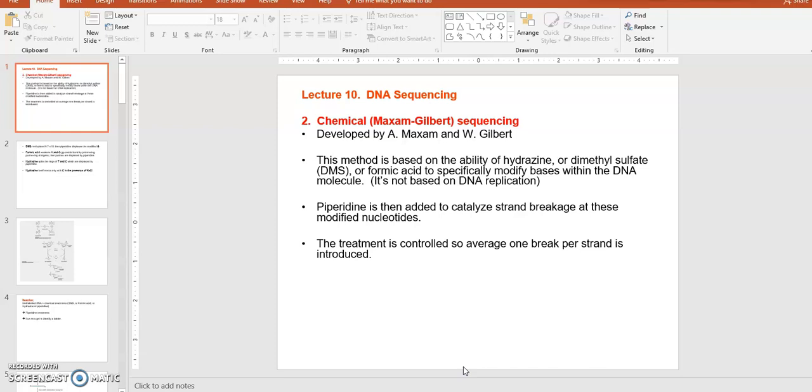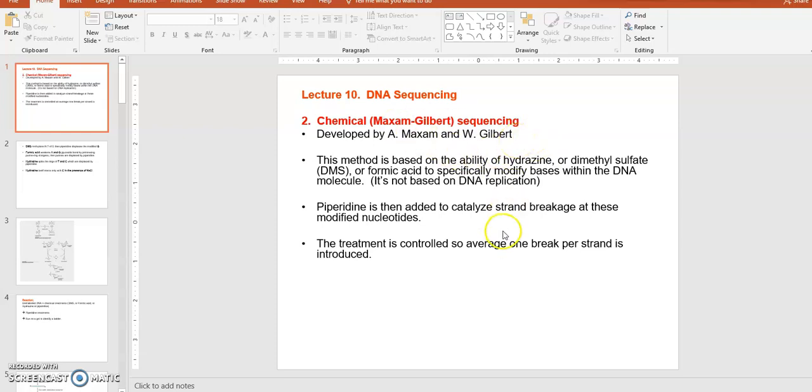It's called the chemical sequencing method, or Maxam-Gilbert sequencing method. There's a big difference in the principles between dideoxynucleotide sequencing and this chemical sequencing method. We'll talk about that and see how they are different. This sequencing method based on chemicals was developed by two scientists, Maxam and Gilbert. The Sanger method was of course developed by Fred Sanger, and this one by these two gentlemen.